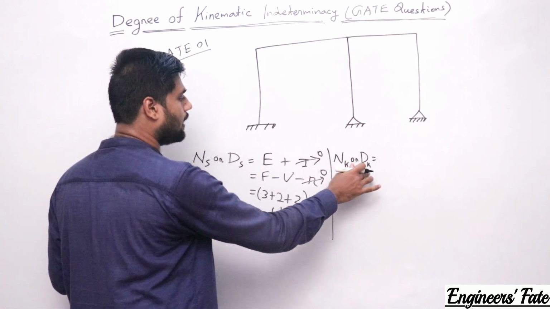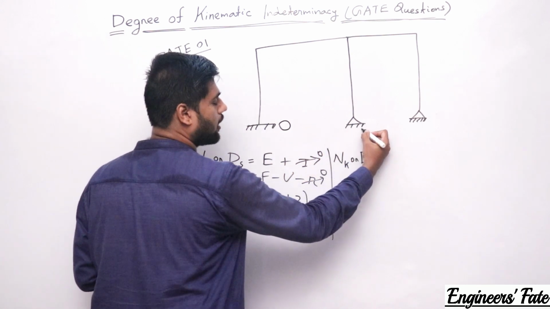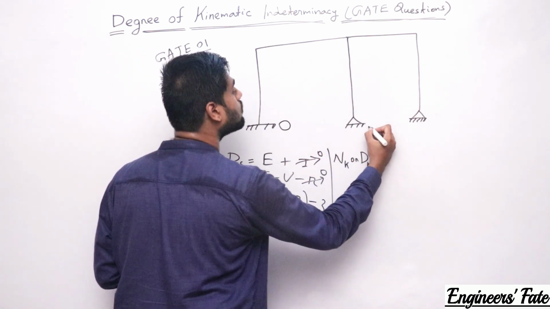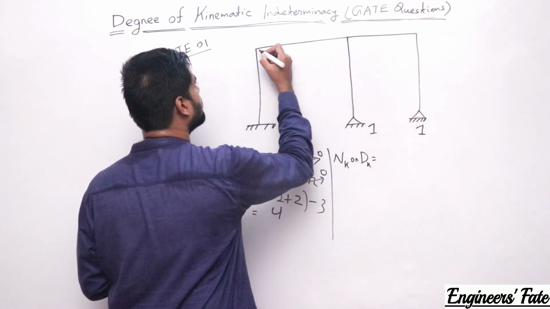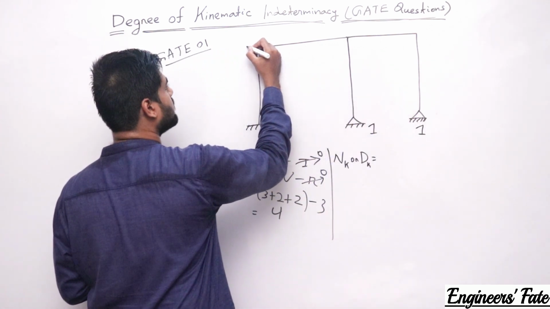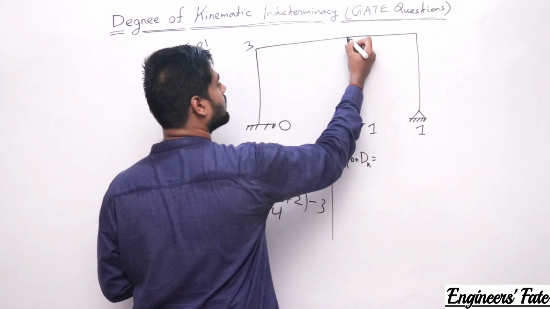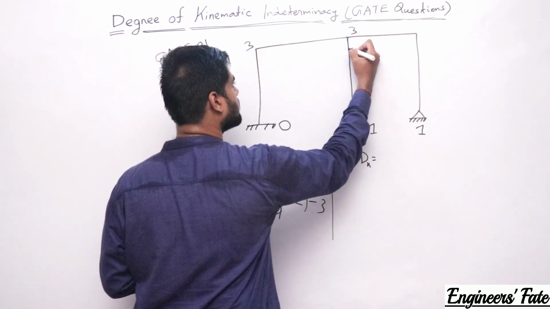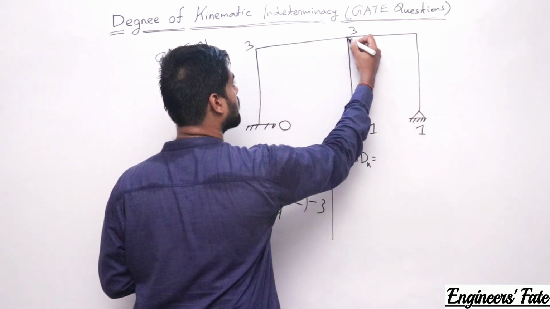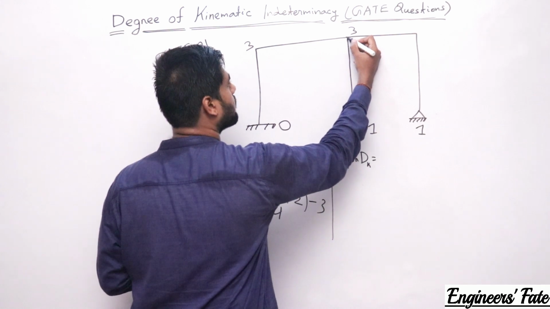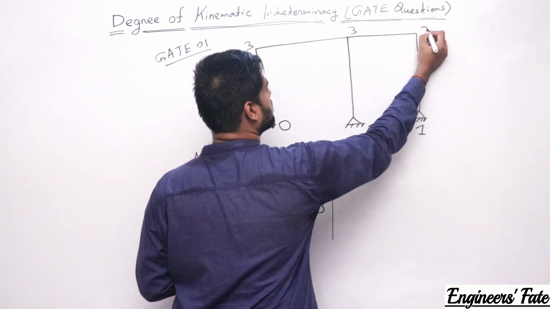So let's find dk. This is fixed, so 0. This is a hinge, so dk equals 1. This is also a hinge, dk equals 1. This is a change in dimension, dk equals 3. Here dk equals 3 because of this frame, this column joining the beam, because of this 3. Also a change in dimension here, 3.